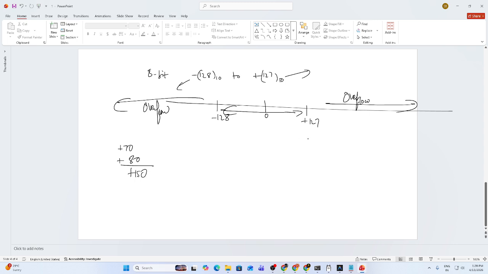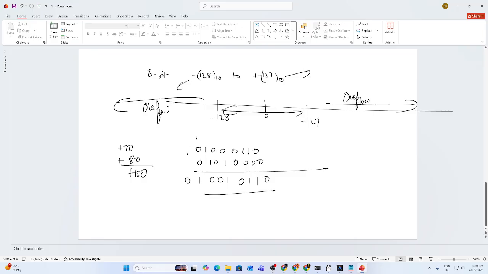So this is beyond the range, that is overflow. So you do this. Plus 70 is represented as 0 1 0 0 0 1 1 0. Similarly, plus 80 is represented as 0 1 0 1 0 0 0 0. You perform addition, 0 1 1 0 1 0 0 1 1, final carry is 0, right.